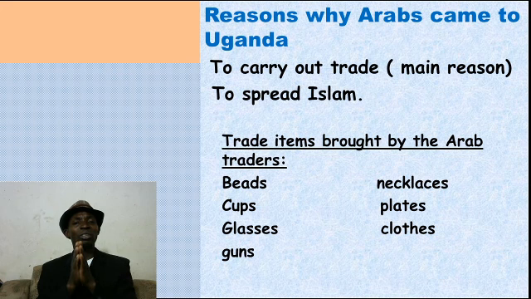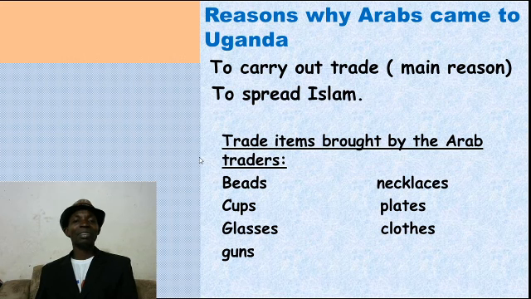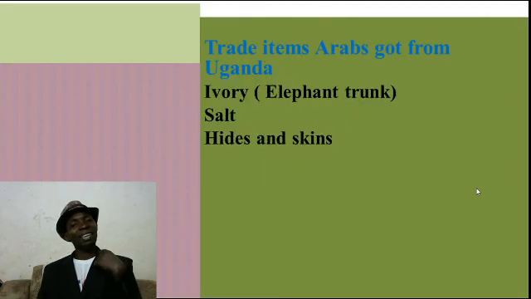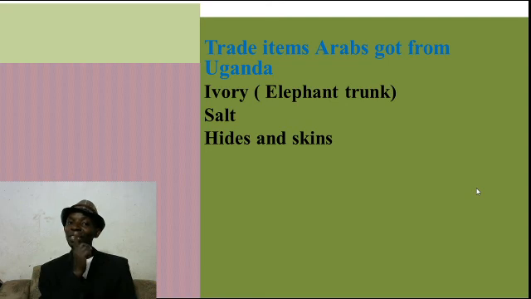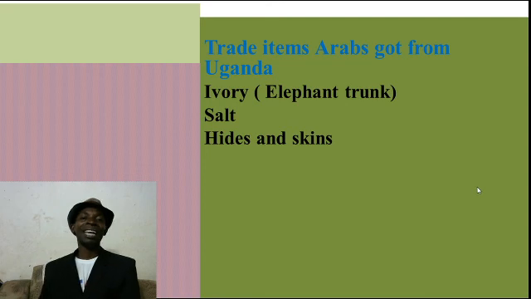What were those things brought to Uganda by the Arabs? We have the beads, cups, glasses, guns, necklaces, plates, and clothes. These were trade items brought by the Arabs to Uganda. But as they left Uganda, they could also take away some goods. What are those goods that the Arabs got from Uganda as they were going back to their country?